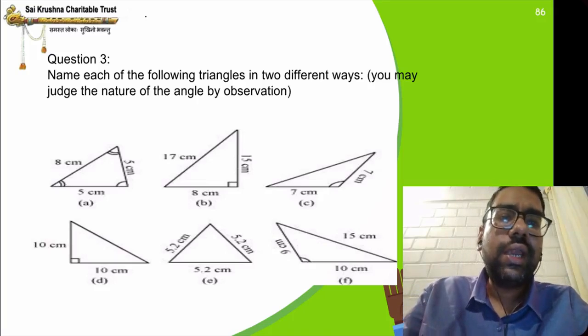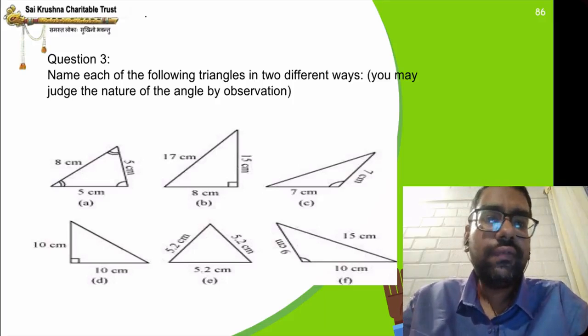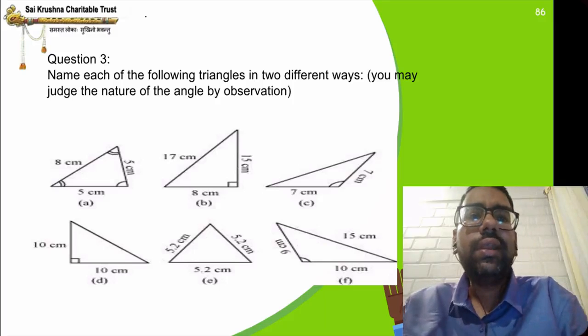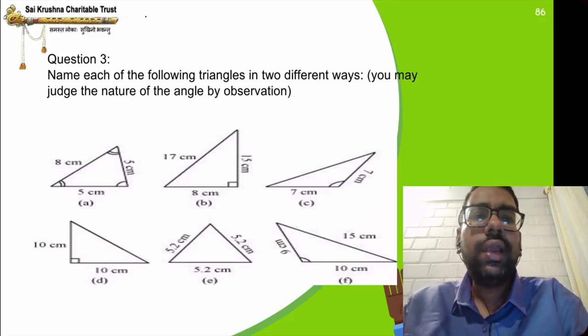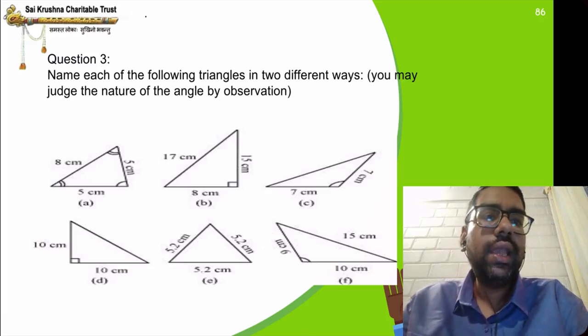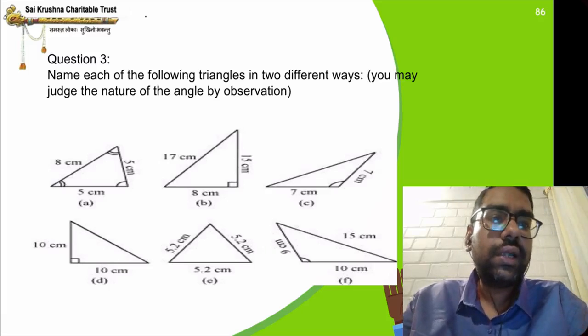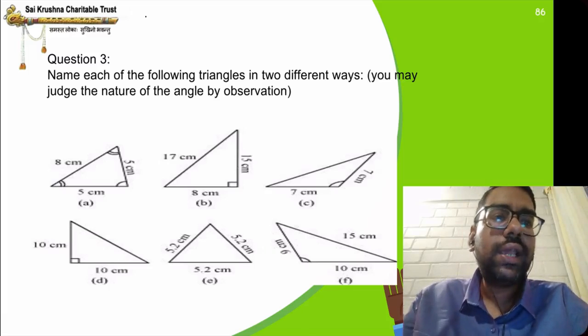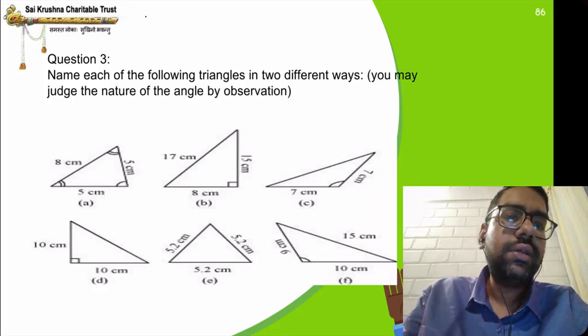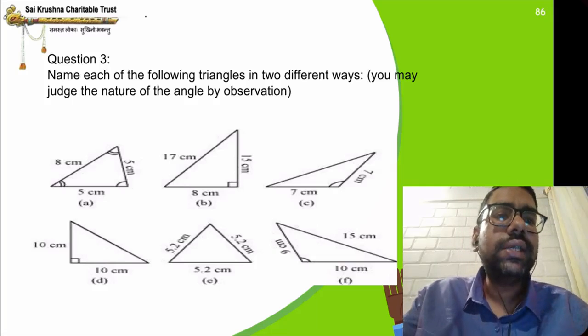Question E: 5.2 cm, 5.2 cm, 5.2 cm. It is an equilateral triangle, also an acute angle triangle because all angles are less than 90 degrees. And F is what? 10 cm, 15 cm, 9 cm. All sides are unequal, so it is a scalene triangle and also an obtuse angle triangle because one angle is greater than 90 degrees.